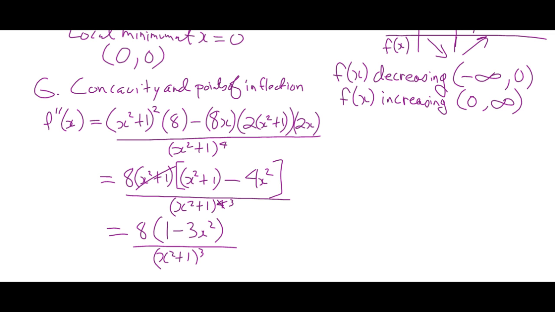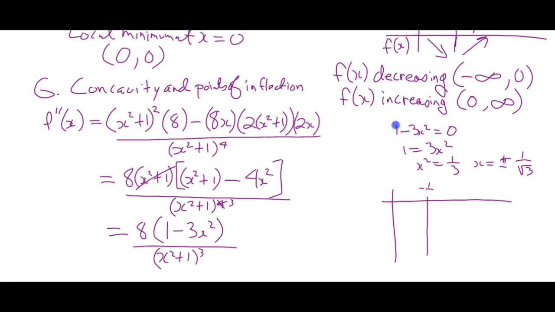We're going to find the intervals of increase and decrease, right? Because we're looking for concave up, concave down. And where would those appear? 1 minus 3x squared will be equal to 0. So 1 will equal 3x squared. So x squared is 1/3. So what's x? Plus or minus 1 over root 3. Okay, so then we can make a little table.